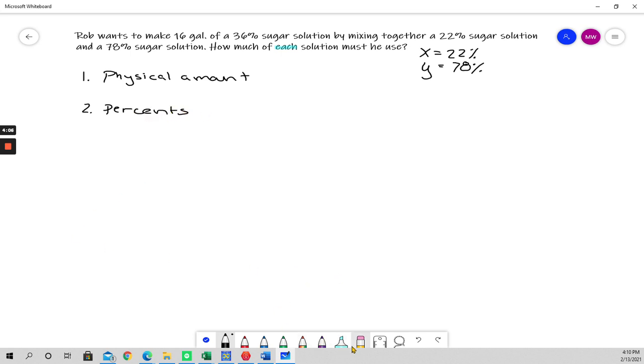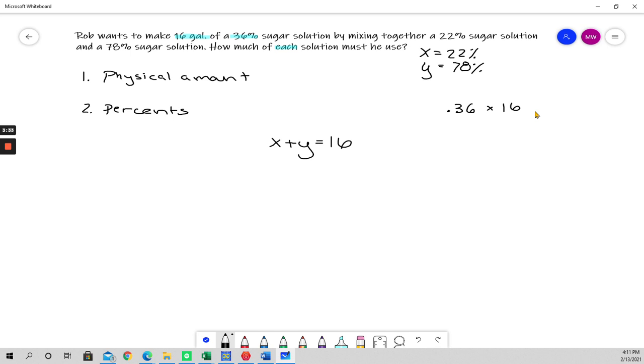So when I'm talking about my physical amount, I'm talking about the fact that it says we want 16 gallons. So X plus Y has to equal 16 gallons. And then when we talk about percents, it says that they want 36% of this 16 to be sugar. So we need to find what is 36% of 16. So we'll say 0.36 times 16.